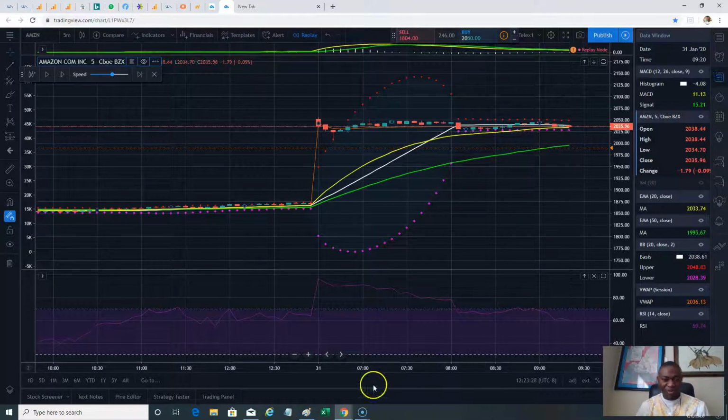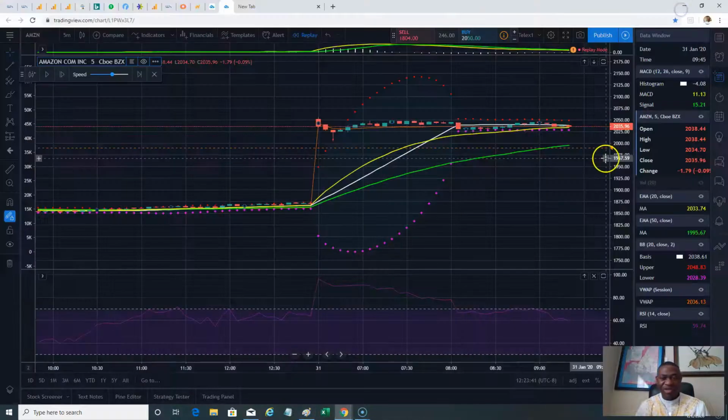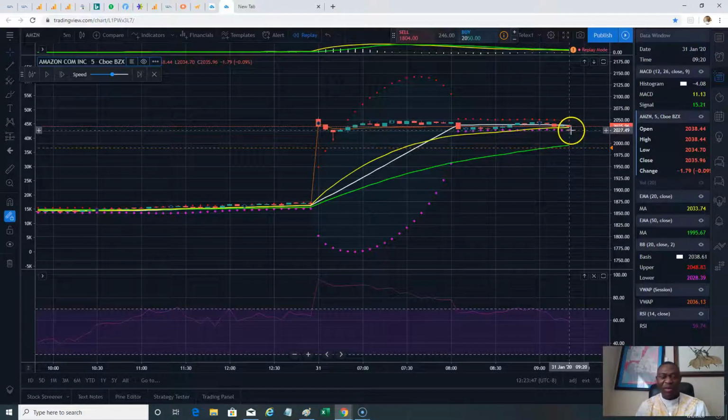So the trade that we took, we can go to it here, about 9:25, which is 12:25 my time. So exactly where I stopped the video, thereabouts. Here's 9:20, the next candle, that's where I took my trade. And I'm using February 7, 1900 puts. And let's see how Amazon traded afterwards.